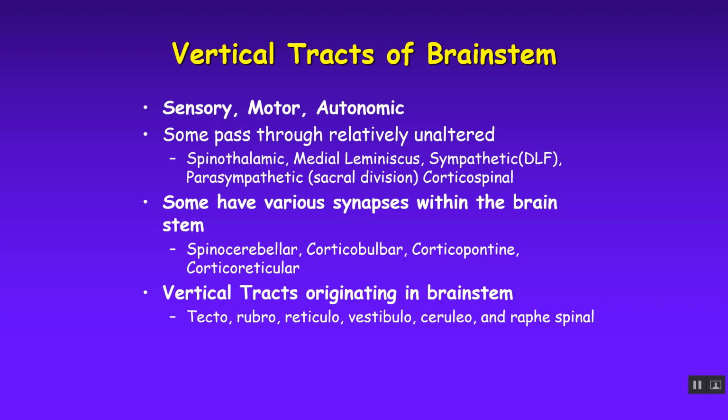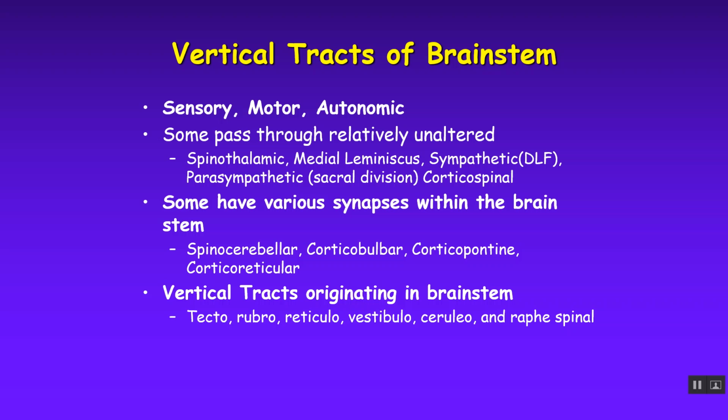The spinothalamic tract, bringing up pain and temperature from your body, goes through the brainstem pretty unaltered. The medial lemniscus, bringing up proprioception from your body, is going up to your cerebrum to give you conscious proprioception. The sympathetic pathway going from your hypothalamus down to the sympathetic nervous system in your thoracic and upper lumbar spine is the dorsal longitudinal fasciculus. It goes down through the brainstem relatively unaltered.